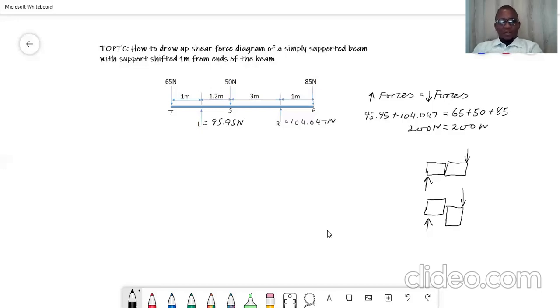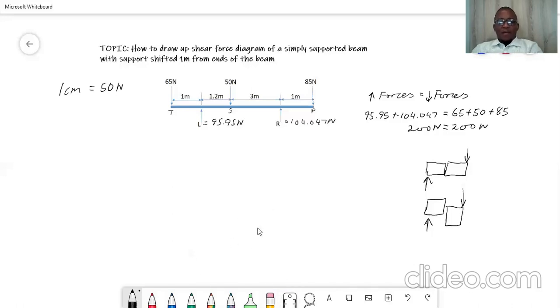Right. Let us first start with our shear force diagram. And before we start with our shear force diagram, you cannot just draw. You must have a scale. So for you to come up with a suitable scale, you must first study the forces here, the magnitudes that we have. You can see the minimum force that we have here is 50 newtons, and the maximum one is 104.047. So your scale can be 1 centimeter equals 50 newtons, right? So we are sure about our stuff now.